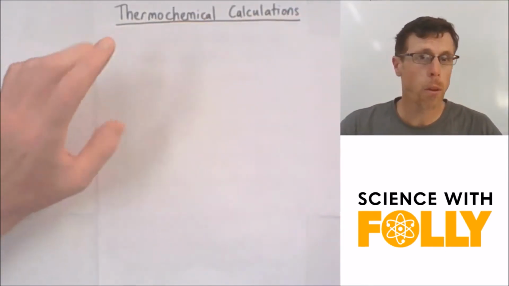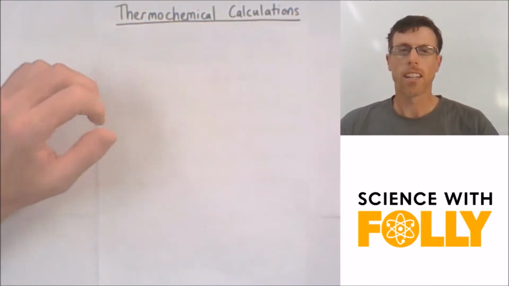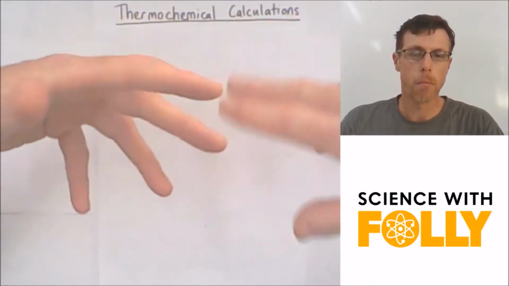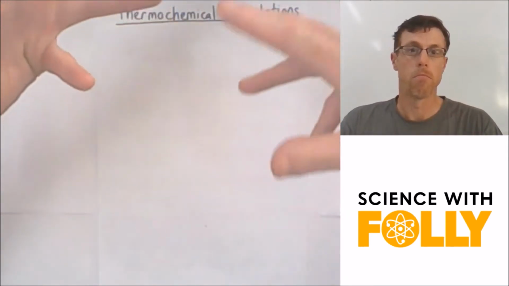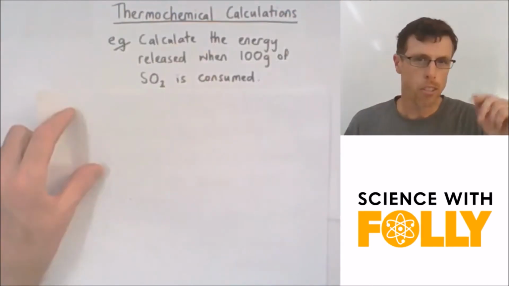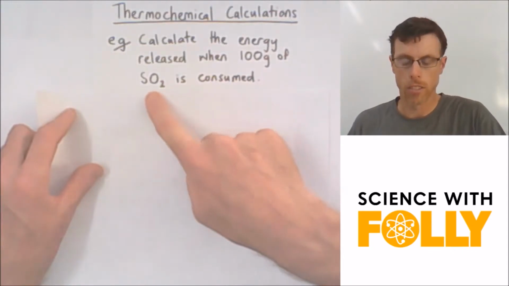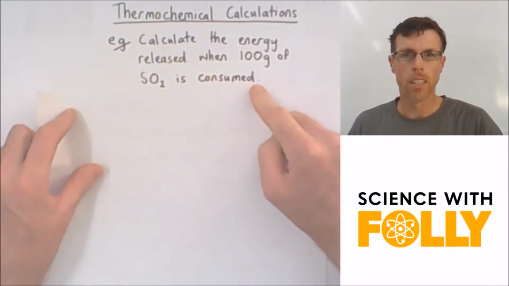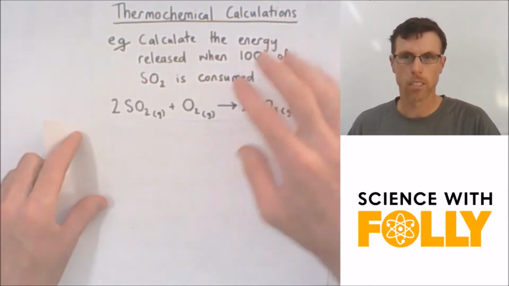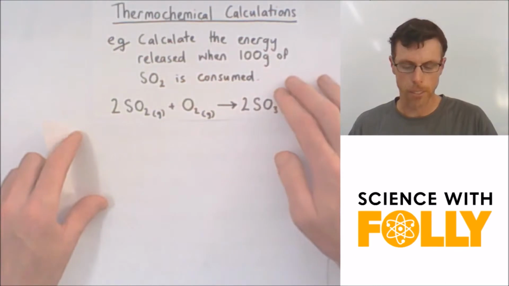Now we're going to look at thermochemical calculations. A thermochemical calculation calculates the amount of energy absorbed or released when a given amount of substance is reacted or produced in a reaction. For example, let's calculate the energy released when 100 grams of sulfur dioxide, SO2, is consumed in a chemical reaction. Here's our chemical reaction. 2 SO2 plus O2 gives us 2 SO3.